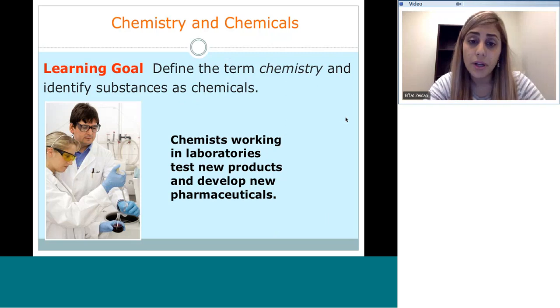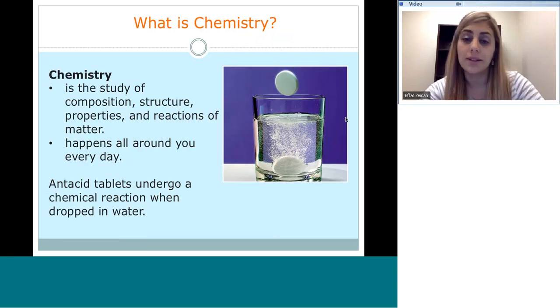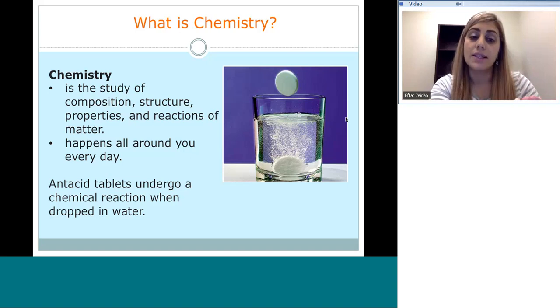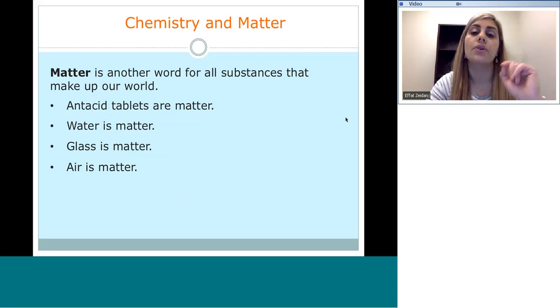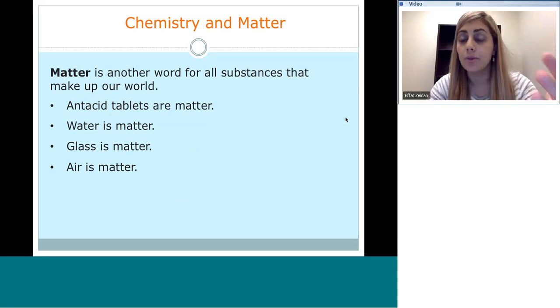Our first learning goal is to define the term chemistry and to identify substances as chemicals. What is chemistry and what are chemicals? So chemistry is the field that studies number one, the composition of matter, number two, the structure of matter, as well as the properties, number three, and the reactions of matter. And what is matter? Matter is another word for all the substances that make up our world. Example, water, glass, air, metal, all of these are examples of matter.